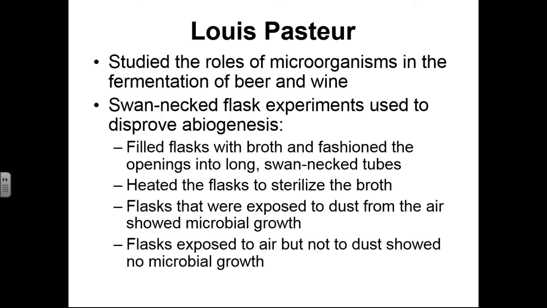After he was done boiling the heck out of the broth, if he exposed that broth to dust from the air, there was microbial growth because there's lots of bacterial and mold spores floating around in the air. But the flasks that were exposed to the air but not to dust showed no microbial growth. So how did he do this? How could you expose a flask to air and dust and one to air and no dust? In these situations, he would seal the flask so that there was air inside of the flask to expose it to air and not dust. Or he could take the swan neck flask and have the opening come up and then point back down again.